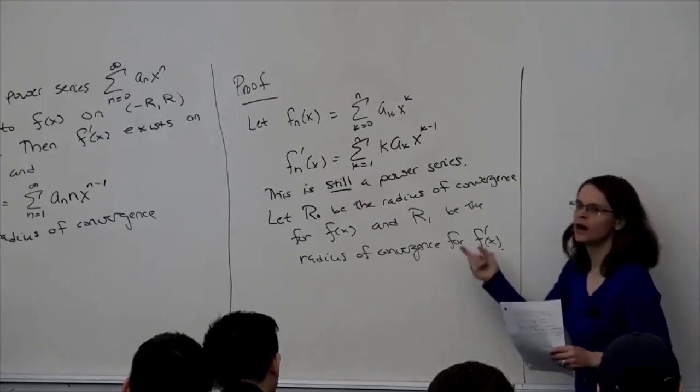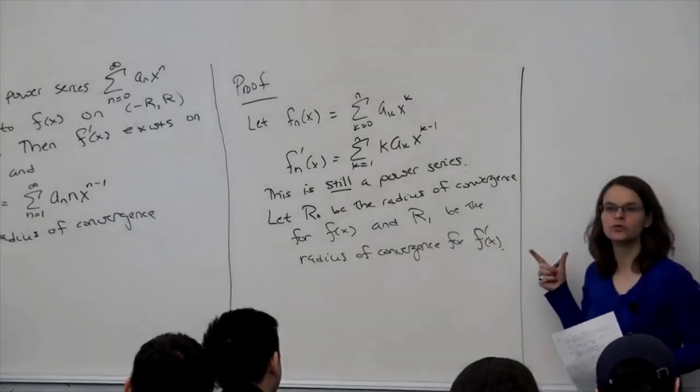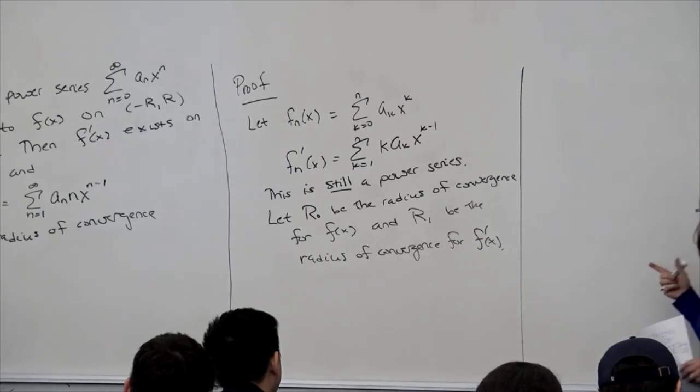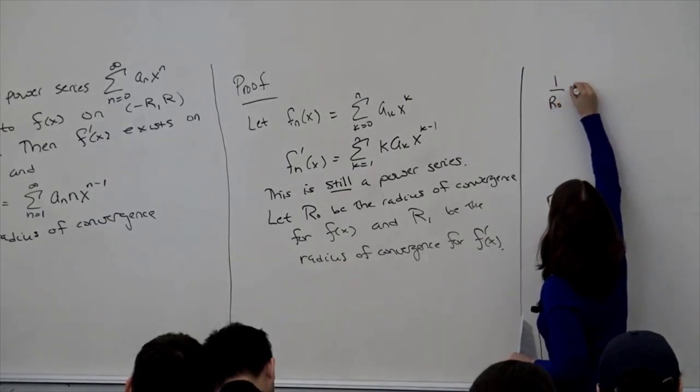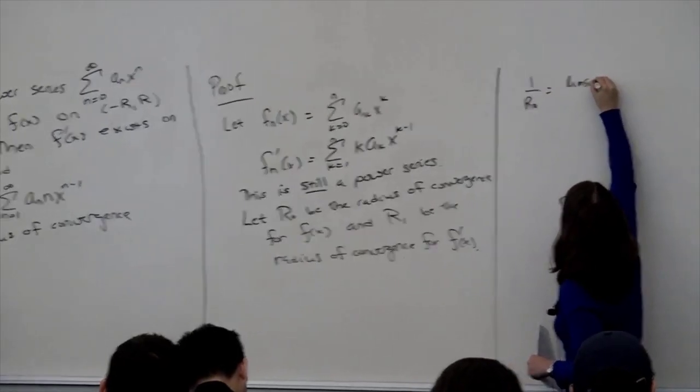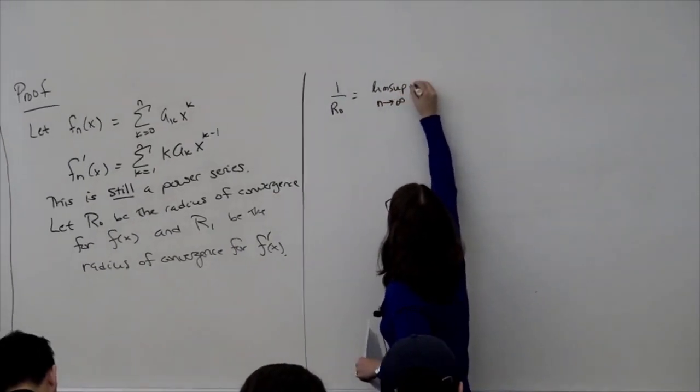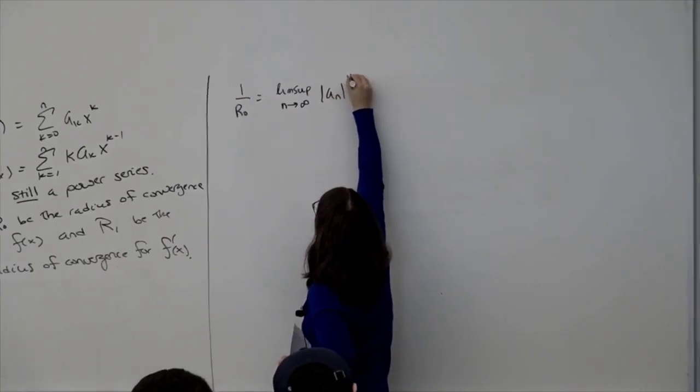Okay, so for R naught, I'm just going to write down what it was. It came from doing a root test. So we do the root test on these things. We knew that 1 over R naught was equal to the lim sup of a_n to the 1 over n.